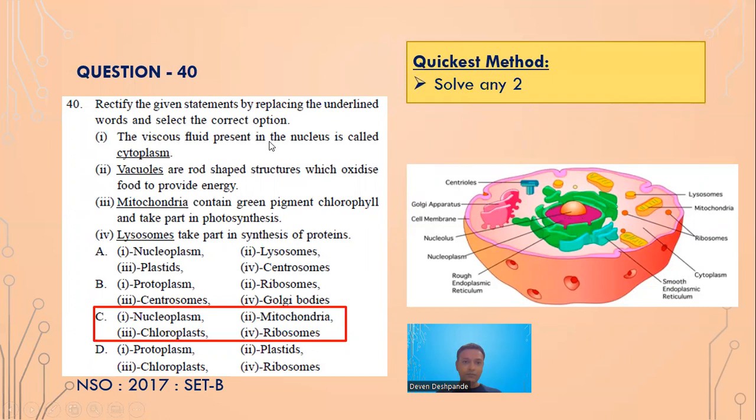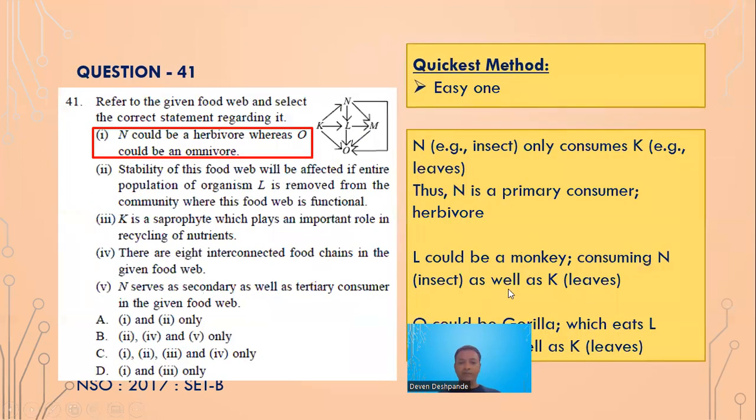So first is nucleoplasm, and vacuoles are rod-shaped structures which oxidize food to provide energy. So these rod-shaped structures are mitochondria, isn't it? They are mitochondria. So first is nucleoplasm and second is mitochondria. Nucleoplasm and mitochondria. So only solve for 2. Okay, next one.